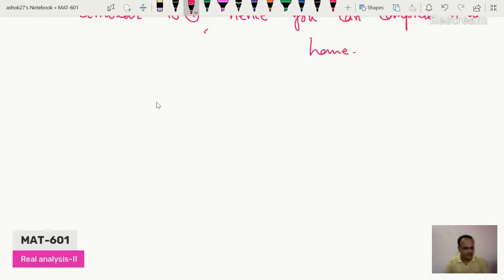So next, further I will write some more results. First, that is the definition of odd function and even function. So first, it is the definition of, suppose, an even function.